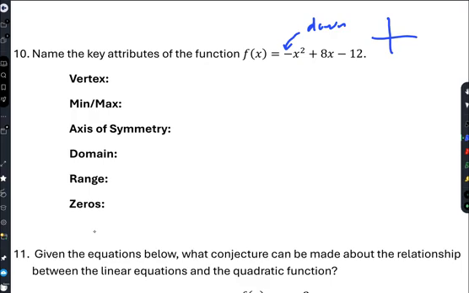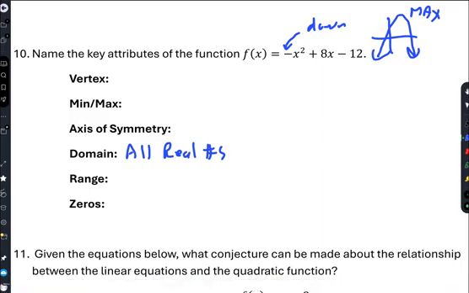So it's going to look like something like this, and it's going to have a max, won't it? Okay, so we need the vertex, the min or max, the axis of symmetry, the domain and range, and the zeros. Since this is going to be a graph, hopefully you know your domain is all real numbers. Now then, let's go through and graph this, okay? So we're on number 10 now.